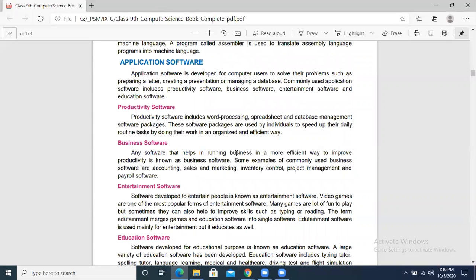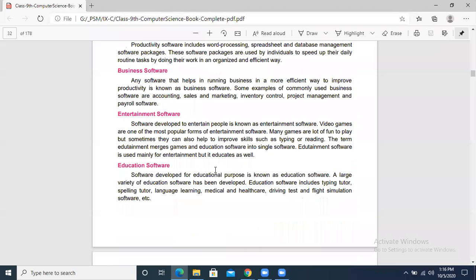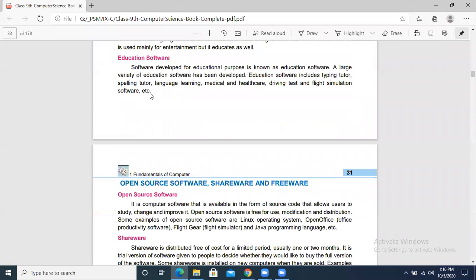If you talk about application softwares, there are productivity softwares, which are there for making things, just like we make a document in a word processor, spreadsheets, databases. Business softwares are there, internet and entertainment application softwares are there, and education software, just like we use Google Classroom. These are all the examples you can see over here.